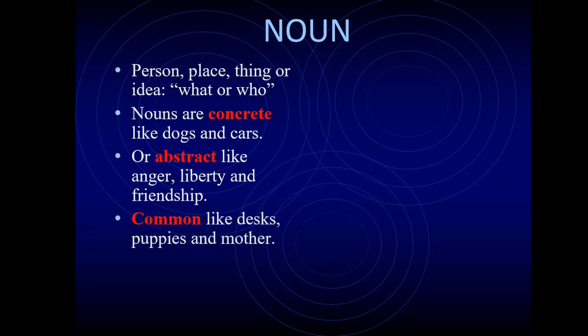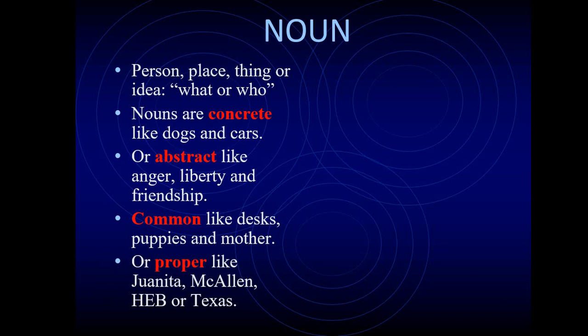Another type of noun is common nouns. Common nouns are like desks, puppies, mother, you know, nouns that we use every day: pen, teacher, school, classroom, car, friend. These are common nouns. And we also have proper nouns. Proper nouns are the names of people and famous places and areas, like Juanita, Macmillan, or Texas. Names of places, countries, cities, people. These are called proper nouns.